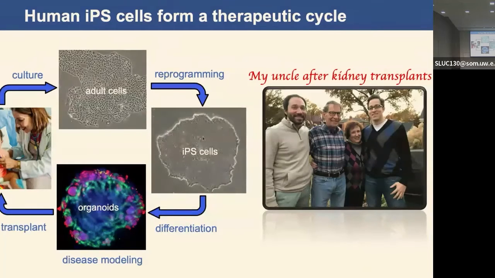And we can then coax these cells to differentiate into complex tissue-like structures called organoids and use these in the lab for disease modeling. We can also put these structures back into the bodies of the original patient from which they were derived. And in this setting, you would have an autologous transplant that would not require immunosuppression and could be generated on demand.